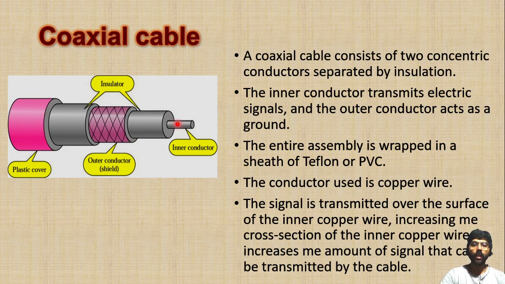This internal conductor uses a copper wire. The data transmission is done over this copper wire. The signal is transmitted over the surface of this copper wire. As this copper wire's cross section increases, the data transmission is also higher. As the copper wire's cross section increases, the amount of signal that can be transmitted is also higher.